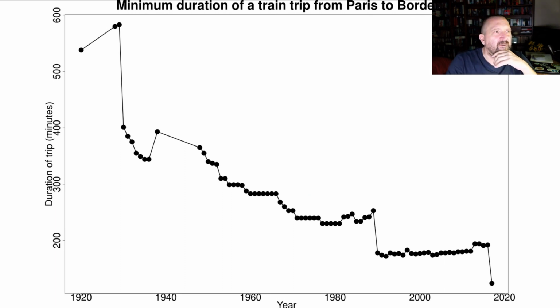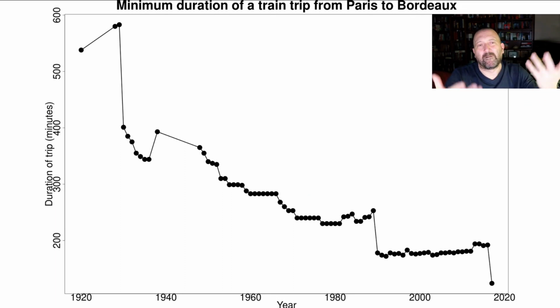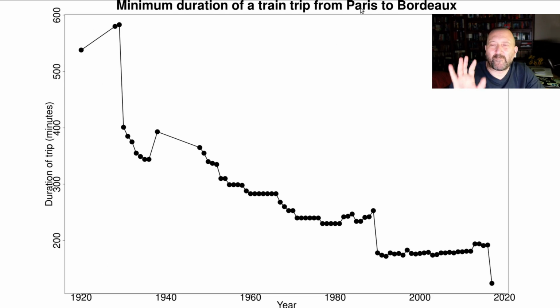So this is data that's available on the French SNCF, the train site for France, and it's showing just the duration of a trip from Paris to Bordeaux. So this is 600 kilometers away, and you can see that in the 20s it took essentially 10 hours. This is the minimum duration. Of course, some trips are much longer than this, but a train trip took about 10 hours, and then progressively, with the improvement of train technology, this time has dropped down to a 2 hours trip.